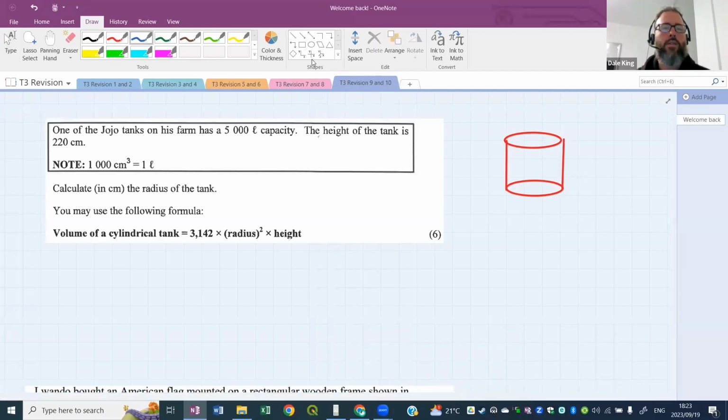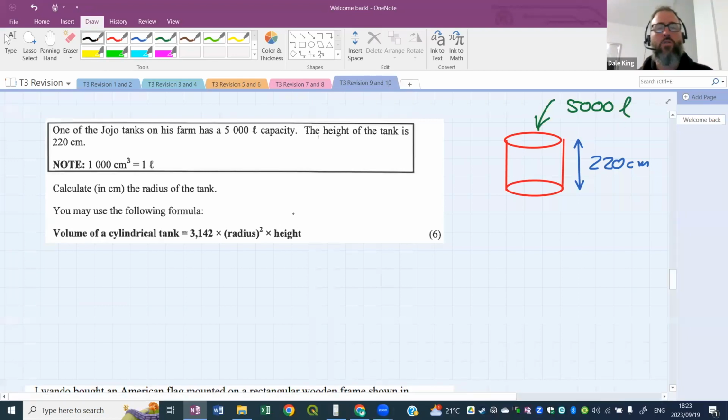Okay, and they say that the height of the tank is 220 centimeters. All right, and its capacity is 5,000 liters. Where on earth do we even start with this? They want to know, what is the radius?